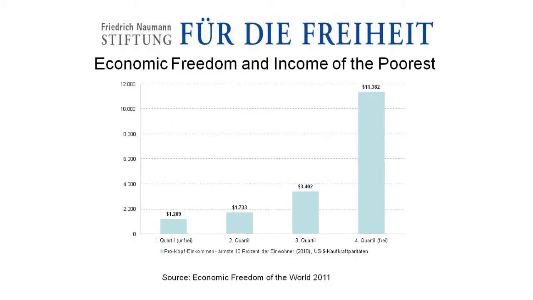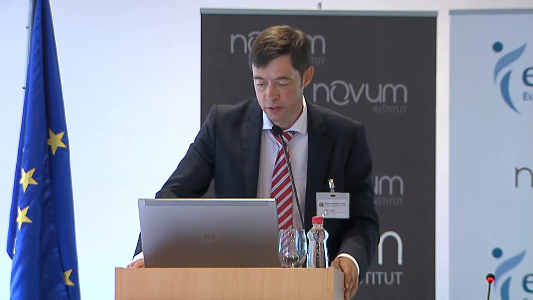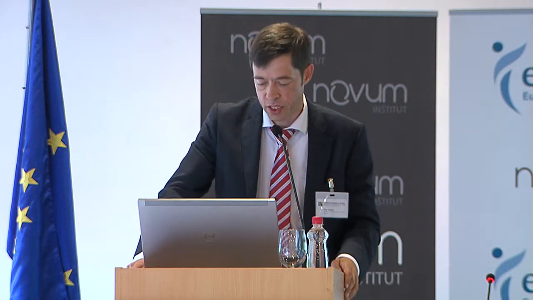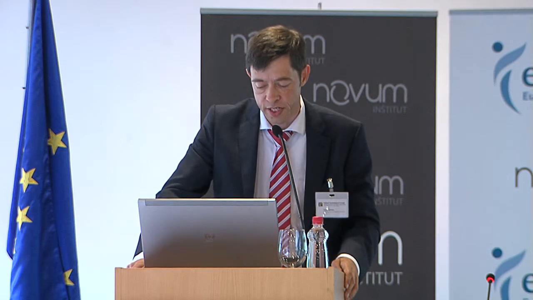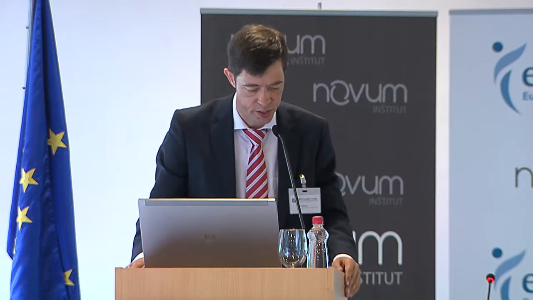Also interesting, the income of the poorest. This means the poorest 10% of the population in a country, again adjusted by purchasing power parities. And here it is very obvious. On the right side, the big column with $11,382 is the per capita income in the most economically free countries. On the left side, the 1,209 is the per capita income of the poorest 10 percent of the population in the most unfree countries. Also a very, very clear correlation.